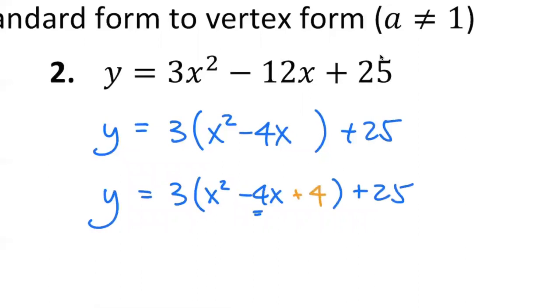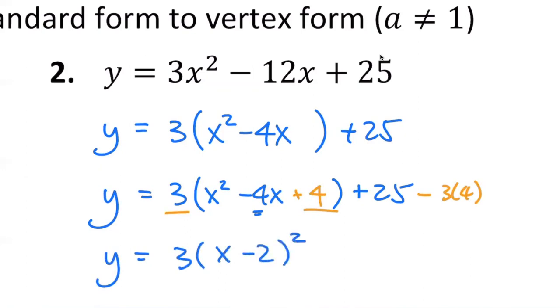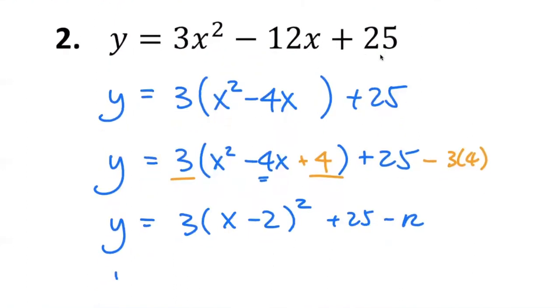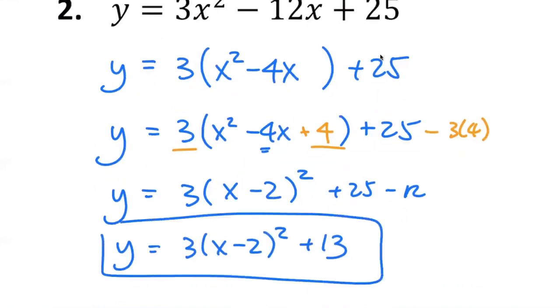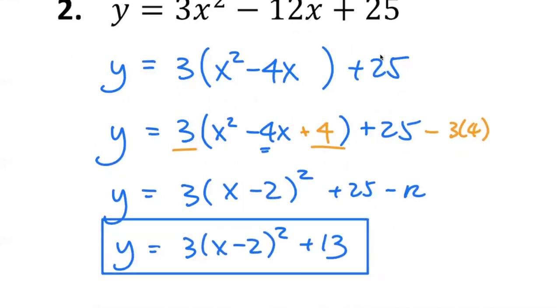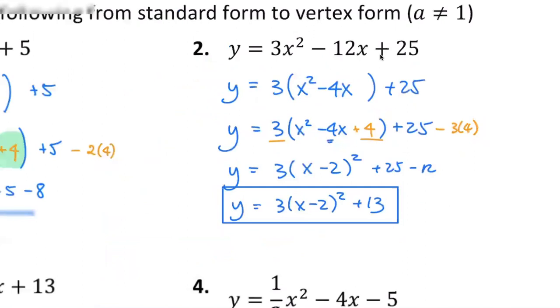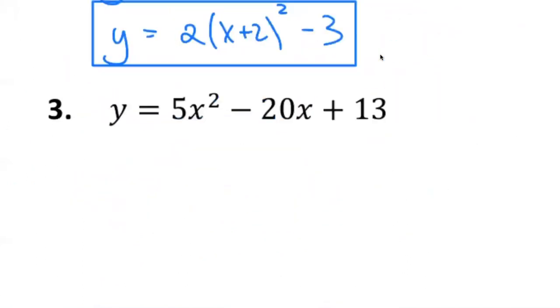So plus 2 squared, which is 4. And then we have to minus what? Minus 3 times 4. Okay, 3 times 4. So our perfect square is x minus 2 squared, and then plus 25 minus 12. And therefore, our final vertex form is going to be this, okay? 3 times x minus 2 squared plus 13. Very, very straightforward. All right, keep going, keep going.